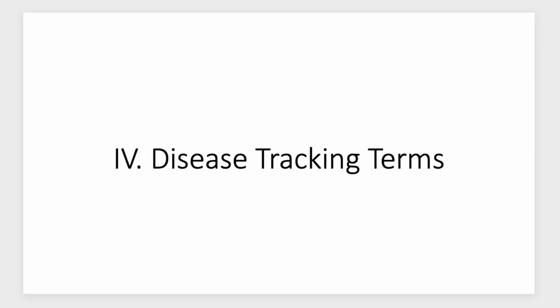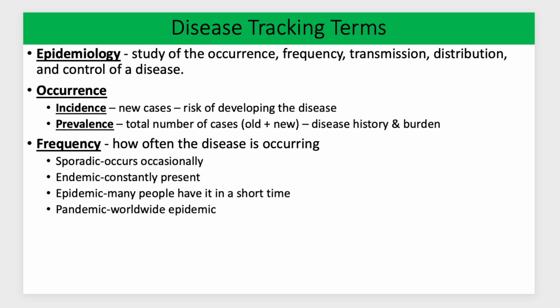So what are some disease tracking terms as we finish up here? One of those is epidemiology, which would be the study of the occurrence, frequency, transmission, distribution, and control of a disease. So all of these topics surrounding a disease. So for occurrence, we have two terms that we use to describe the occurrence of a disease. One of them is incidence and the other is prevalence.